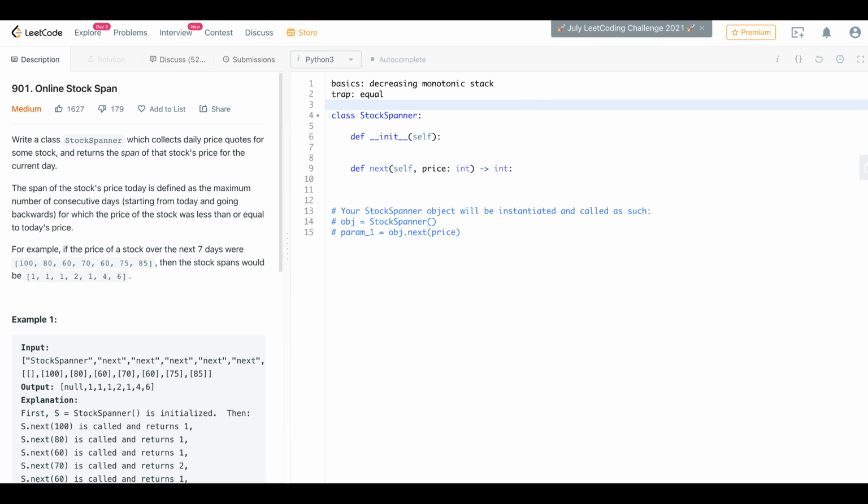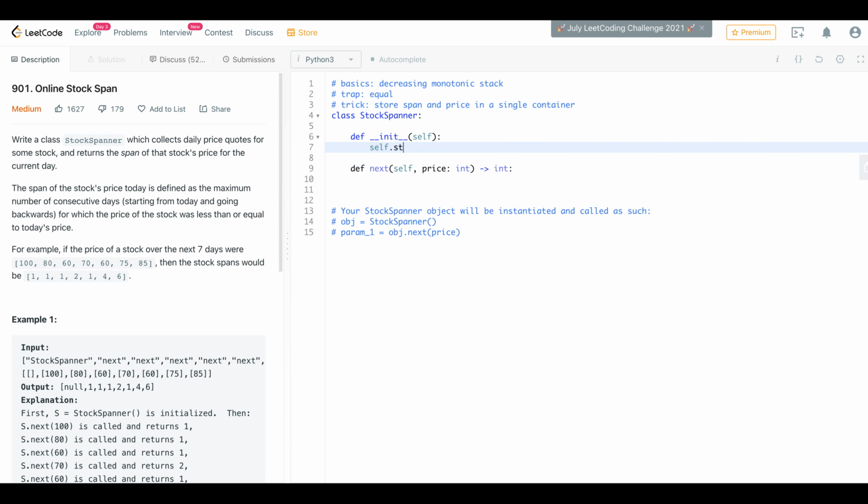And another interesting thing I learned from this question is you don't have to maintain a separate data structure for the price and the index or the span of each day's price. Instead, you can store the index, the span, and the prices in a single container. Okay, that's all. Let me code it.